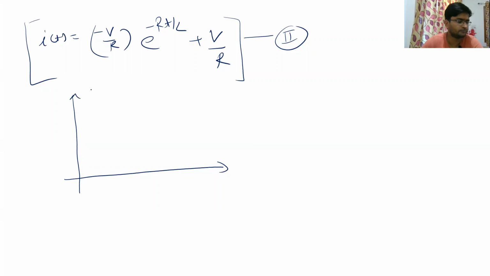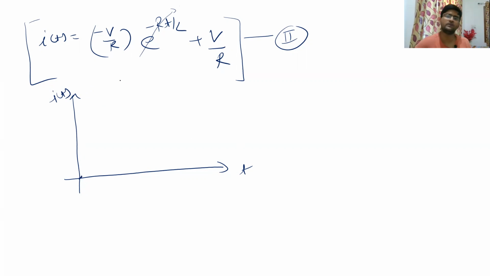Can you tell me how it is going to look? So at time t equal to 0, if you put this as your i(t), this as your t. At time t equal to 0, this thing is going to become 1, and you will be getting minus V by R, and here it is plus V by R. So at time t equal to 0, your current will be starting from here.